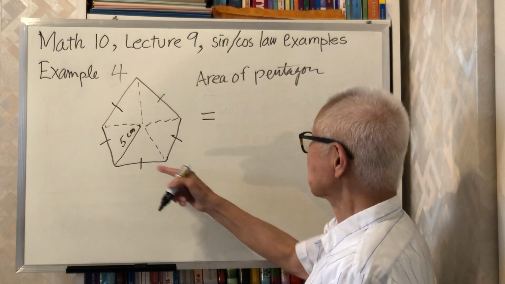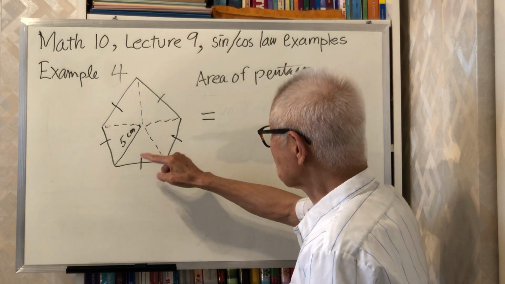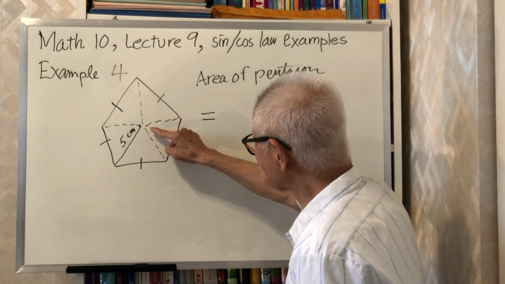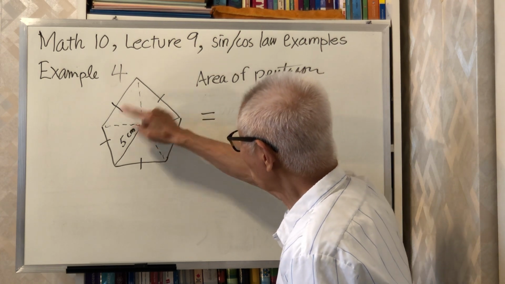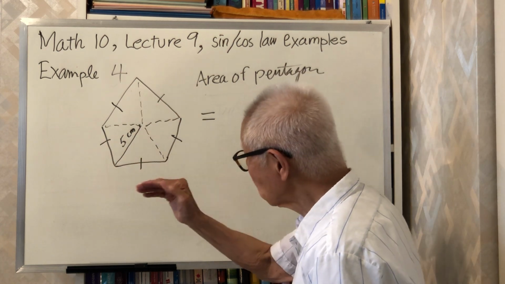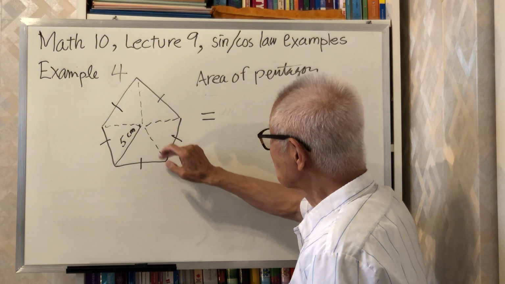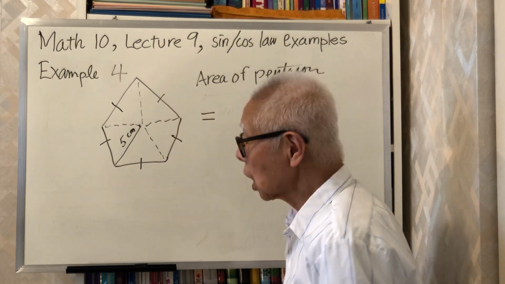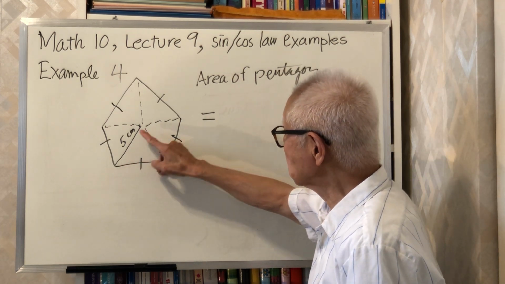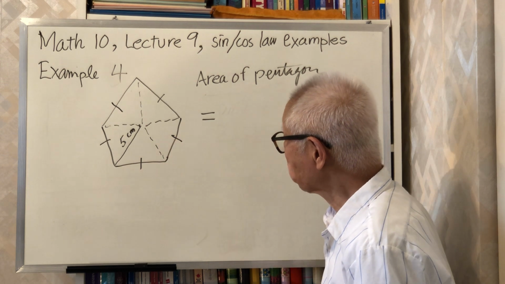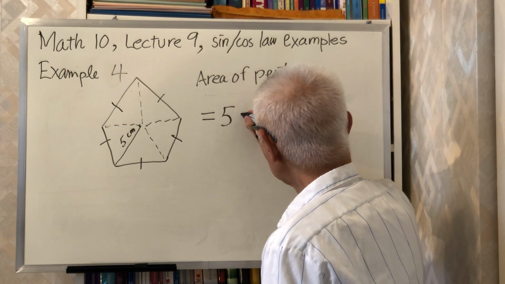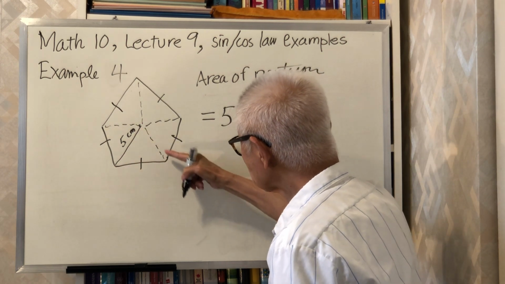The area of the entire pentagon is the sum of the area of 5 triangles. I have 5 triangles: 1, 2, 3, 4, 5. Because the sides are all equal, because this is a regular pentagon, the 5 triangles are the same size. So I only need to find one triangle area and multiply by 5. So the area of the pentagon is 5 times the area of this.